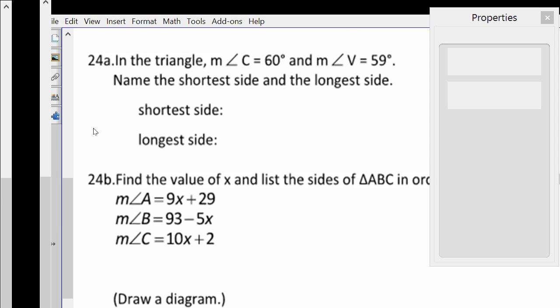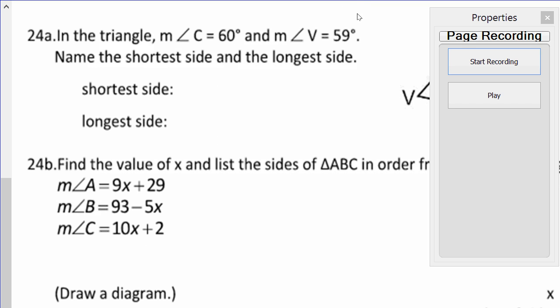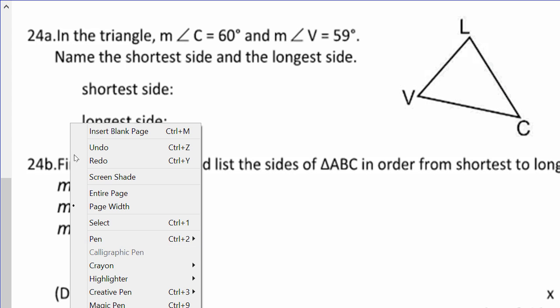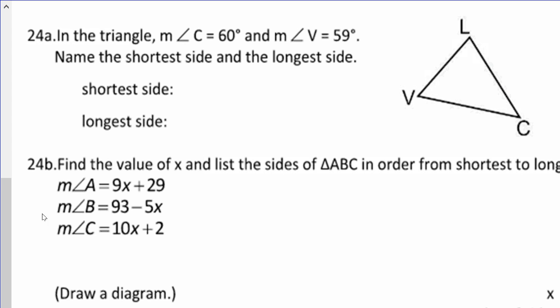Okay, 24. In the triangle to the right, we have some information about some of the sides. So always take the given information and write it in your diagram, like write it on the sides or any angles. So C is 60 degrees. We'll write 60 here. V is 59 degrees.